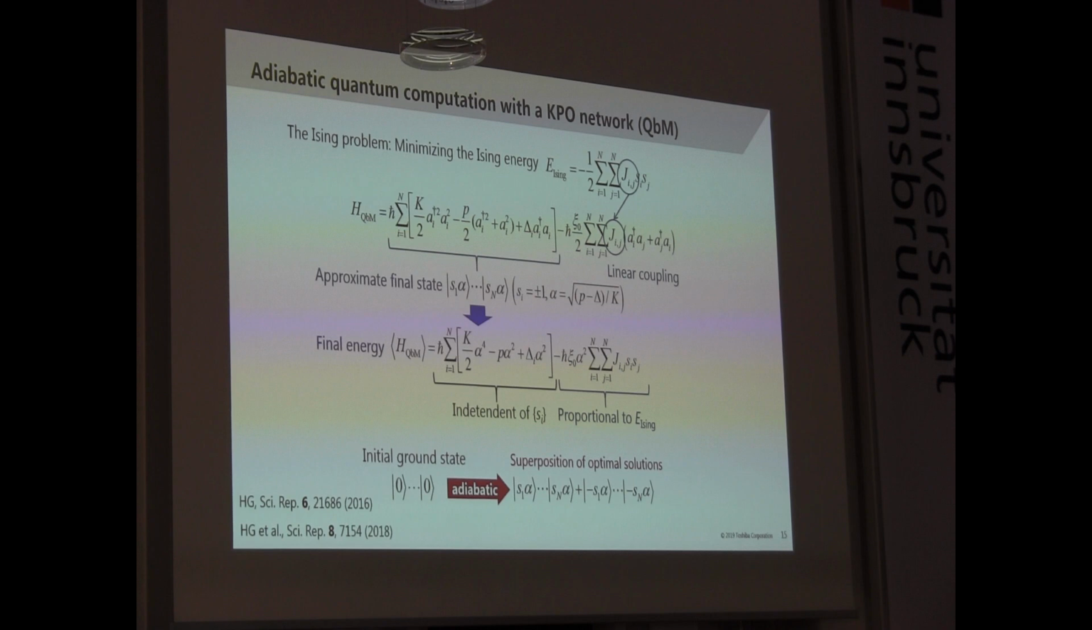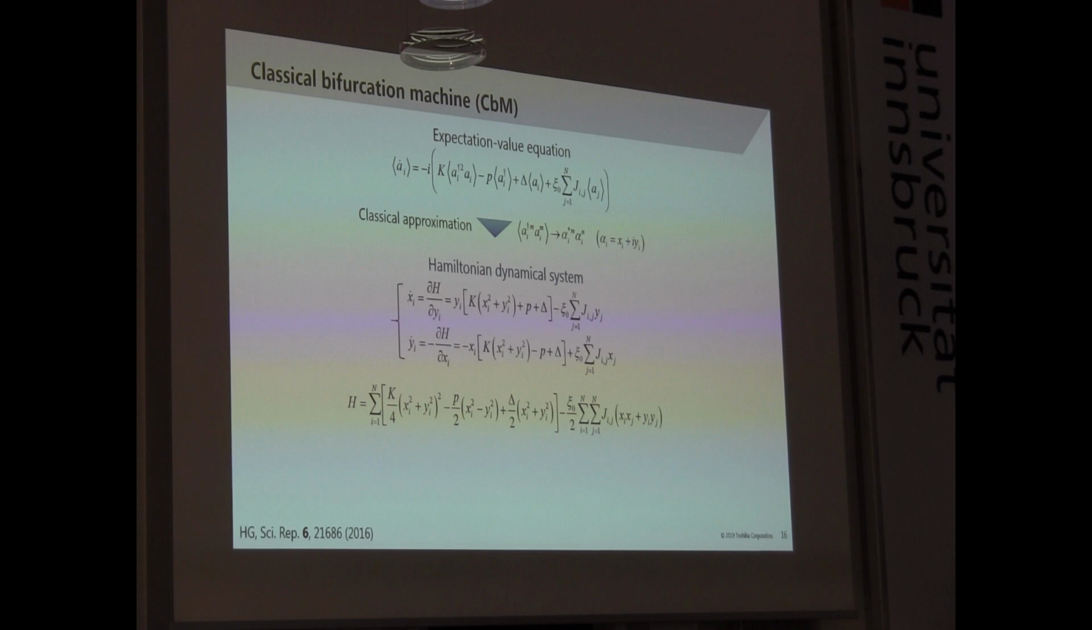Okay, here also I'd like to introduce classical bifurcation machine. We again start with the expectation value equation and again use the classical approximation. Then we get the Hamiltonian dynamical system described by these equations. These are the equations of motion for the classical bifurcation machine.